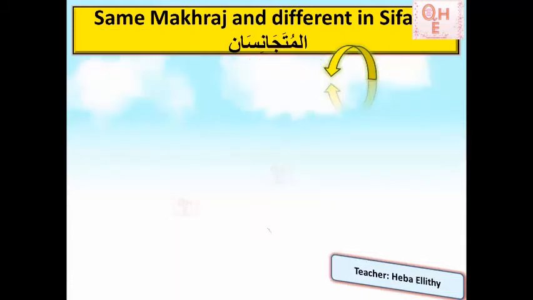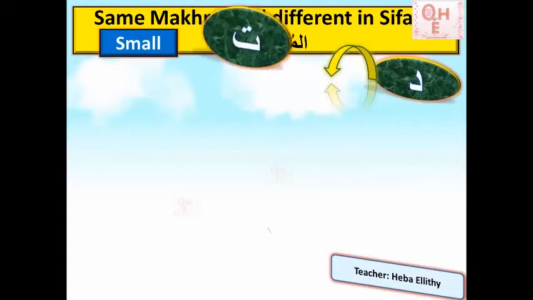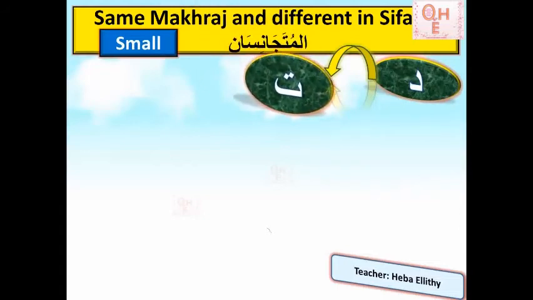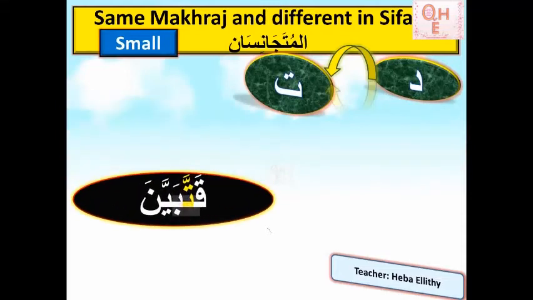Our next one here is if I have letter dal followed by letter ta. Last time it was ta followed by dal. This time dal followed by ta. Which one is sakin? Dal is sakin and the ta is with haraka. I have an example here: the words قد تبين, قد تبين. I want you to guess what it looks like in the writing, the real writing in the Quran.